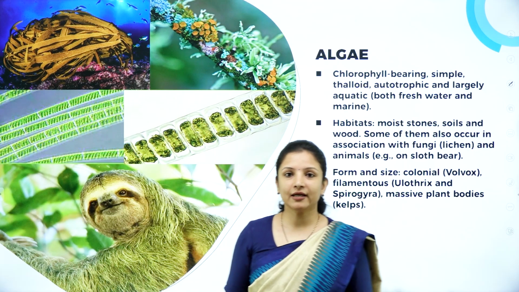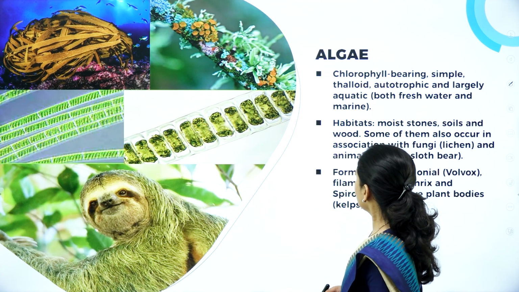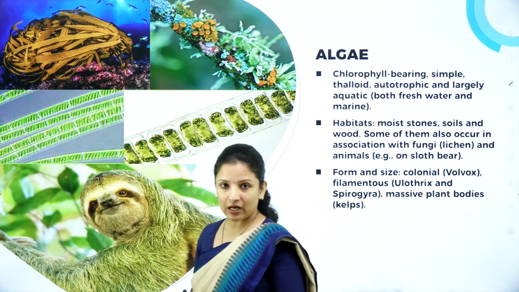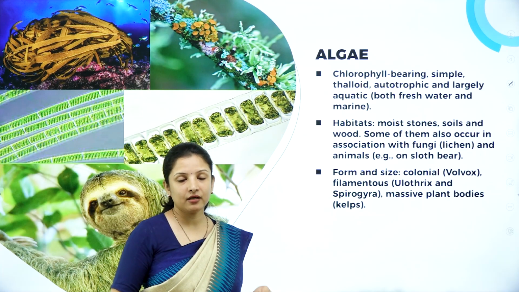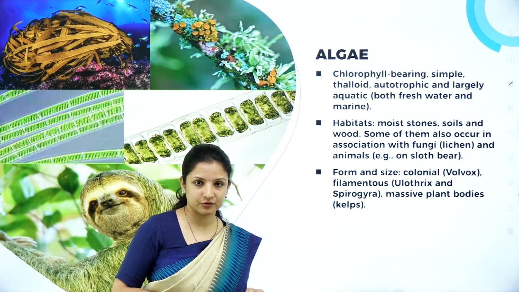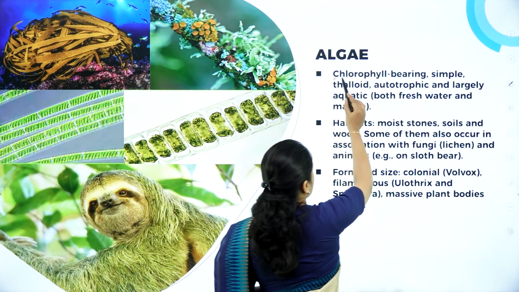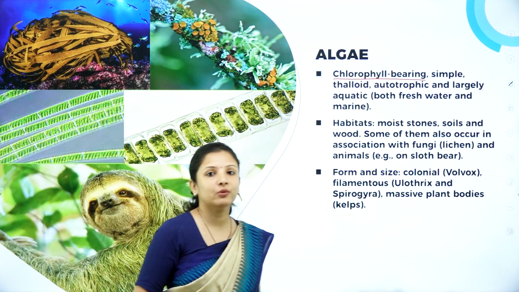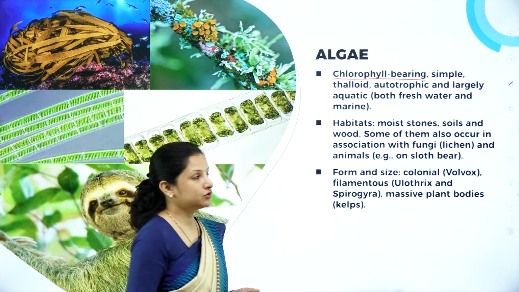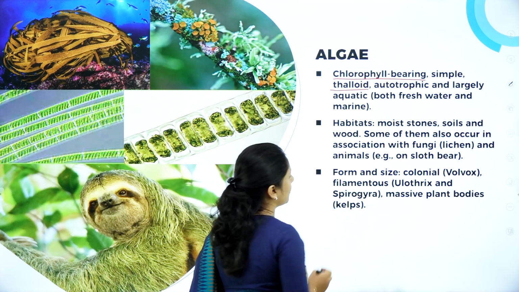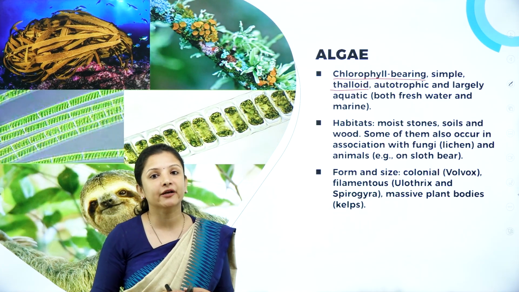So talking about algae, let's look into some of the general characteristics of algae. Algae come under the plant kingdom. In the plant kingdom, we have the algae, bryophytes, pteridophytes, gymnosperms and angiosperms. Algae are chlorophyll bearing, that is, they have chlorophyll pigment in them, that is why they are green in color. And they are simple thalloid structures. Why do we call them thalloid? It is because they don't have true roots, leaves or stem when compared to that of a plant.